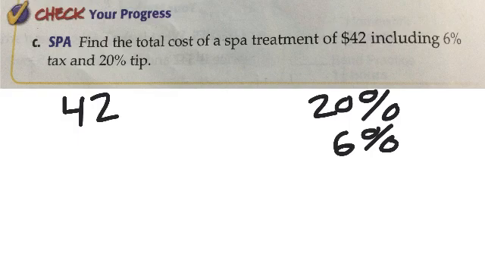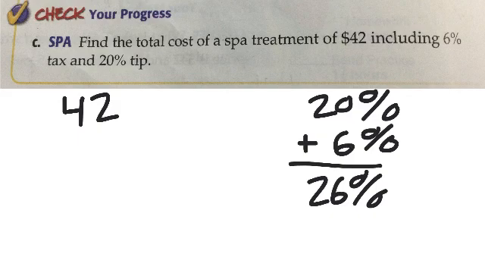You do 20 plus 6. Mm-hmm. You get 26. Okay, so I'm going to pay 26% total. So now what do I do? I want to do math with 26%, but I can't do it with a percentage. So I'm moving the decimal 2 places to the left. Turn that into a decimal, 0.26.